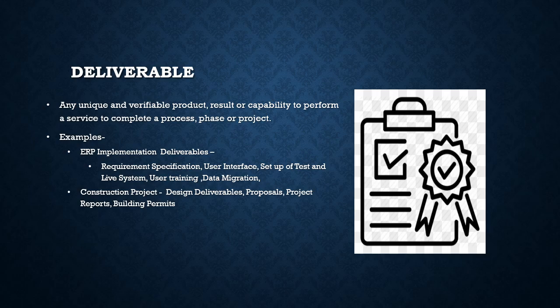Then deliverable. What is a deliverable? A deliverable is any unique and verifiable product, result, or capability to perform a service so that a project process or phase can be completed. Examples of deliverables in an ERP implementation project are requirement specification documentation, user interface, setup of test and live system, and user training. In a construction project: design deliverables, proposals, project reports, and building permits.